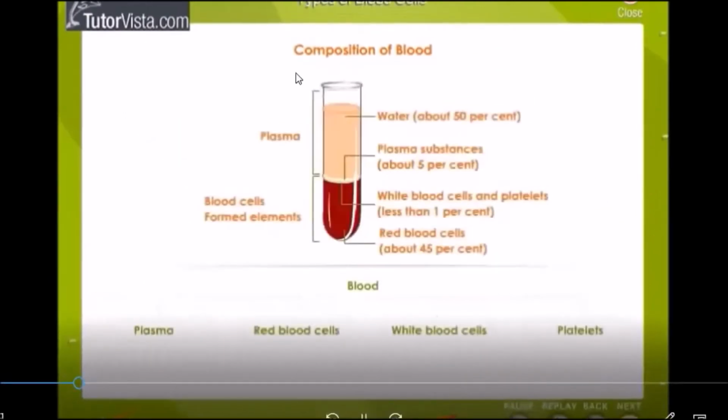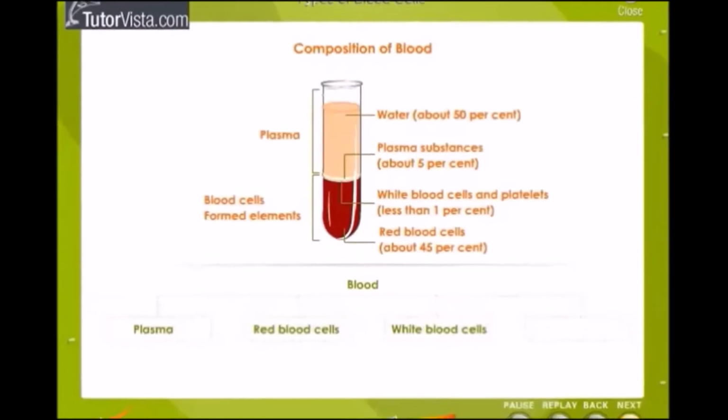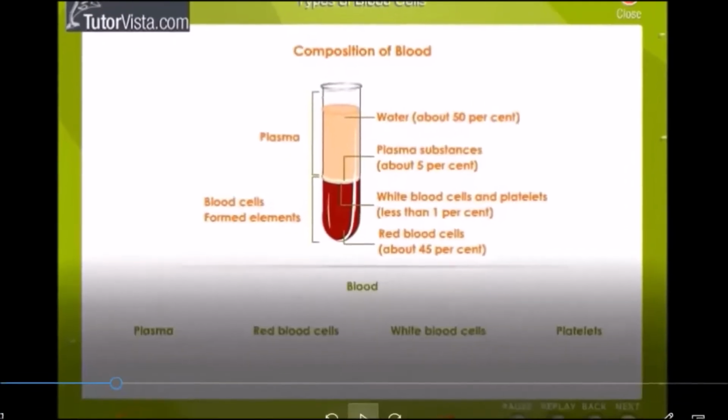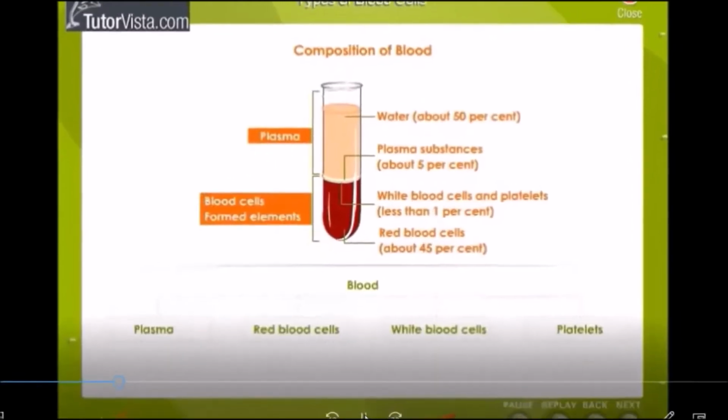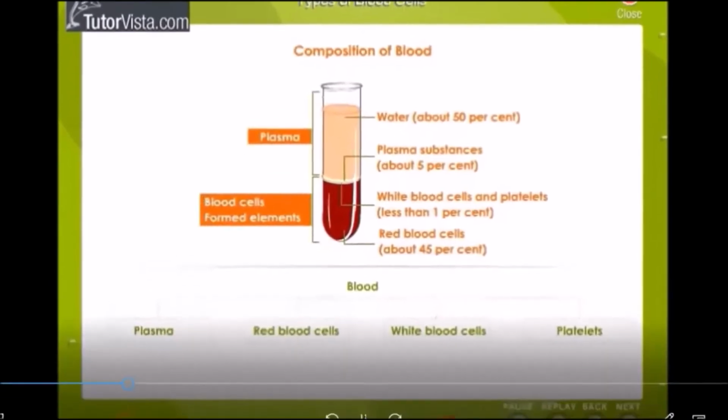This peachish fluid is showing you the amount of plasma, which is obviously more than the other formed elements, and the remaining is your formed elements, comprising all the kinds of blood cells. Hence, we have concluded that there are four main components present in the blood, that is plasma, red blood cells, white blood cells, and platelets. Plasma comprises around 55% of your blood volume.